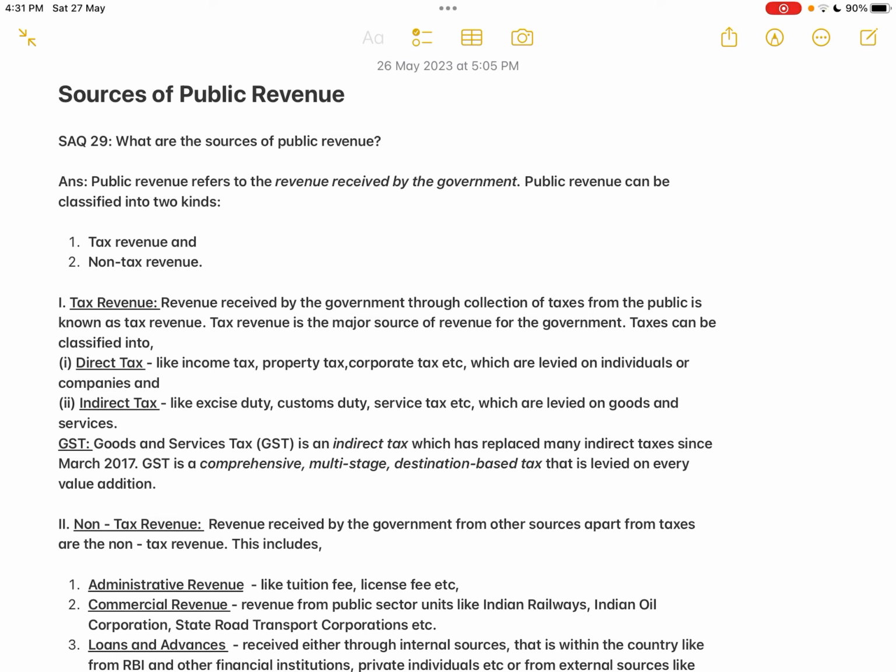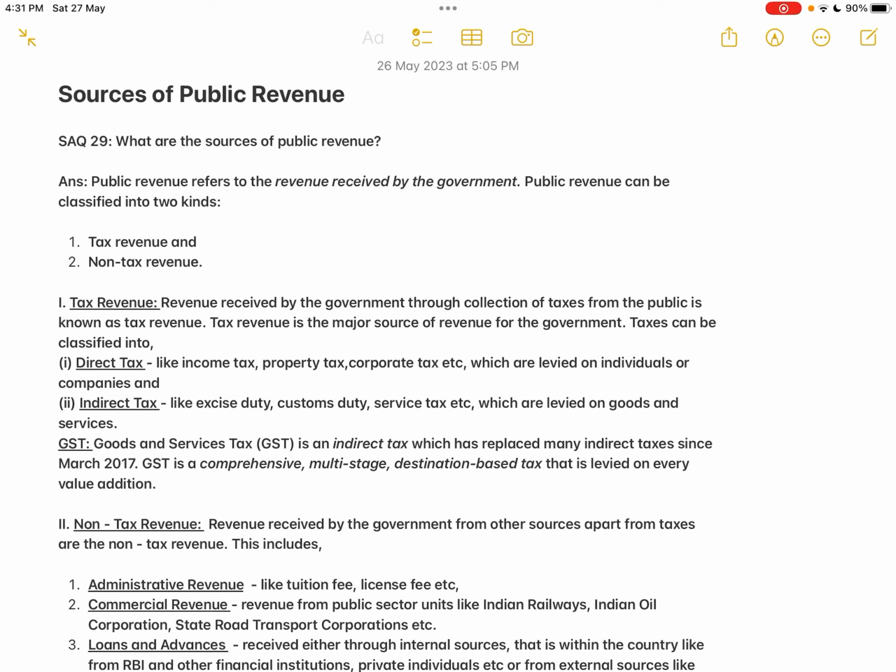So let us check out what are all the tax revenue. The major source of revenue for the government is tax revenue. So what is the tax revenue? The government imposes taxes on people, isn't it? The government imposes taxes on individuals as well as on companies. The government imposes taxes on property. The government imposes taxes on goods and services, isn't it? That is one of the major sources of revenue for the government.